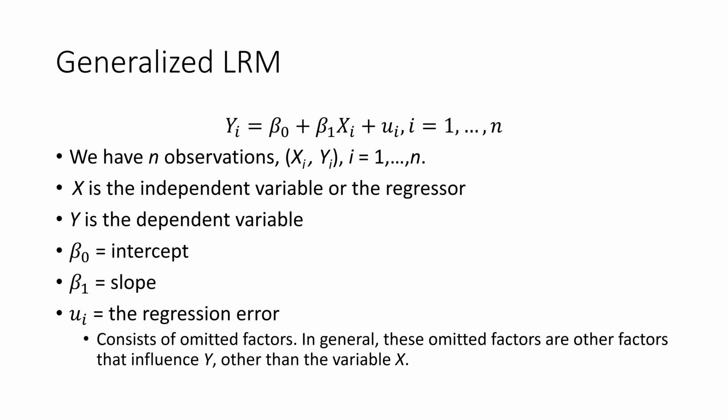X is known as our independent variable. Y is our dependent variable, right? So pretty much you can think of this as y is dependent on the value of x. Beta 0 is our intercept, beta 1 is our slope or our coefficient, and ui is just the regression error.